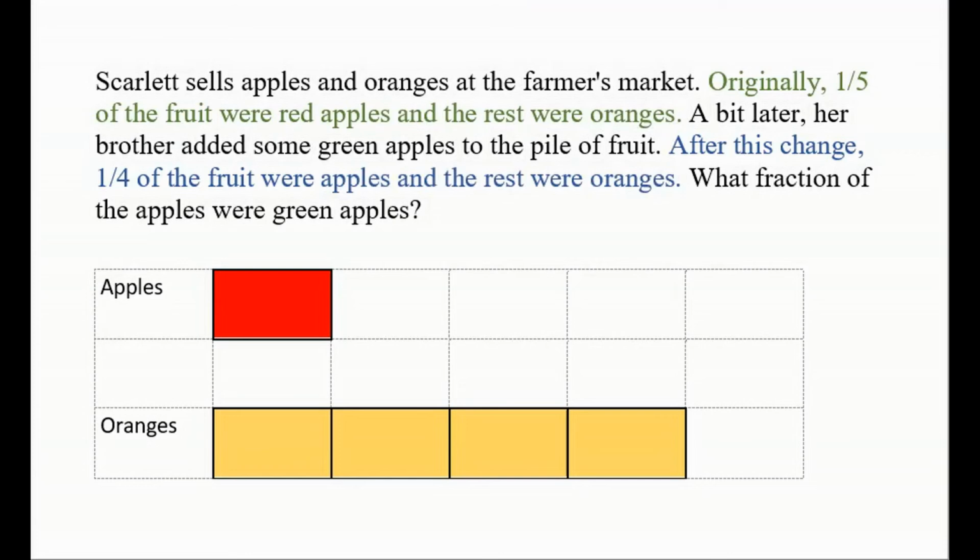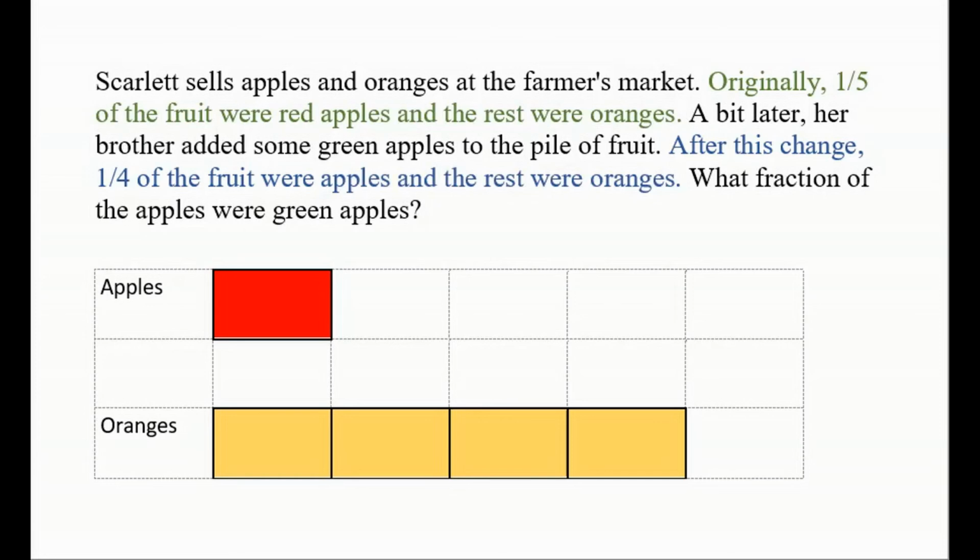After this change, what is the change? Her brother added some green apples, and there were no green apples in the original scenario. After this change, 1/4 of the fruit were apples and the rest were oranges. Now, this is very, very important. If 1/4 of the fruit were apples, now I can say in the new case, for every one apple, there were 3 oranges. So you have to make that translation.